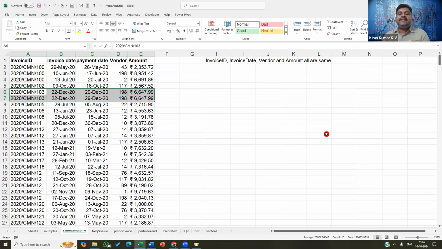And the probability that this file will be called for audit will be very less, number one. Secondly, even if they call, there is a real invoice in that number. So even if the auditor cross-checks with the vendor, the vendor will confirm that yes, there is an invoice number with 103 and 6,647 was the payment that was made on 29 December. So what is the probability that the auditor will call for both of them?